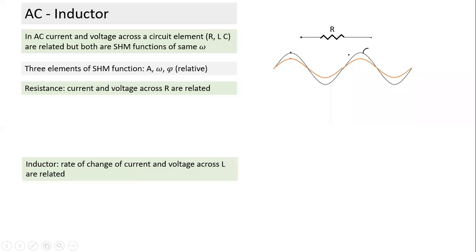Now we need to understand what happens in the case of an inductor. In a resistance, any instantaneous value of current is equal to instantaneous voltage divided by R, so I is directly proportional to V. But when we come to an inductor, current is not directly related to voltage. In the case of an inductor, voltage is related to L di by dt, the rate of change of current.